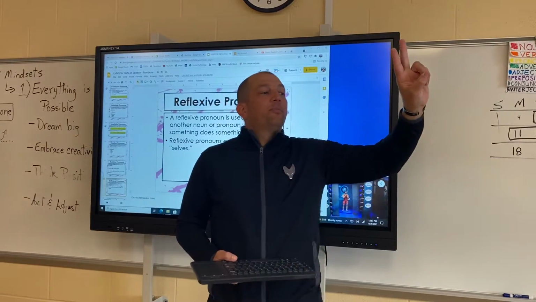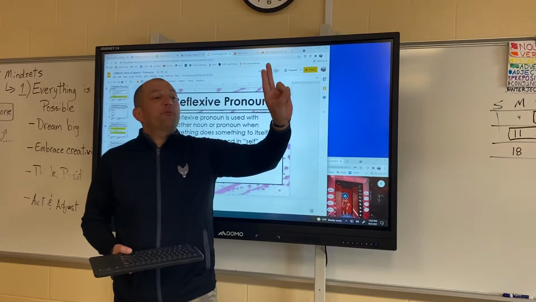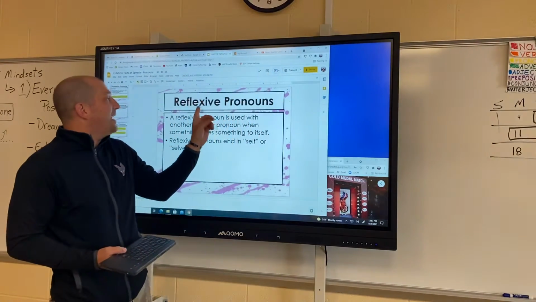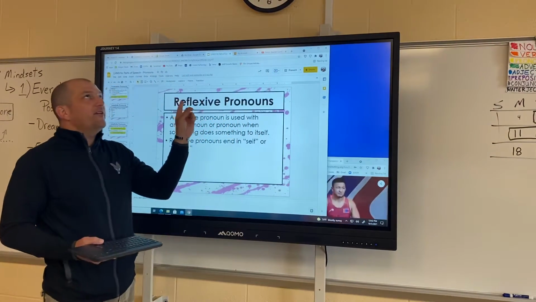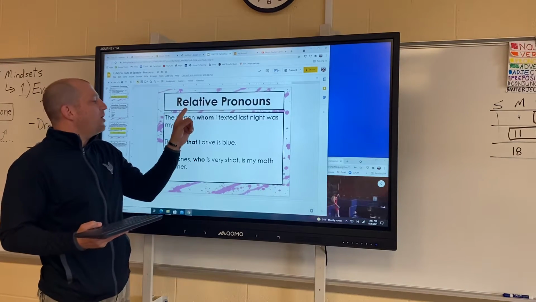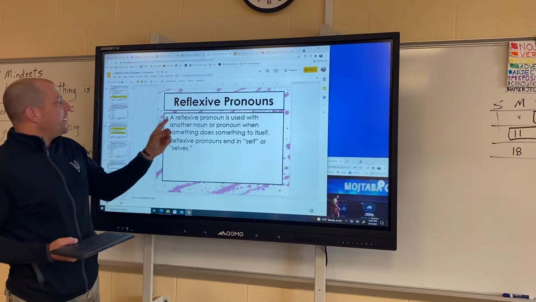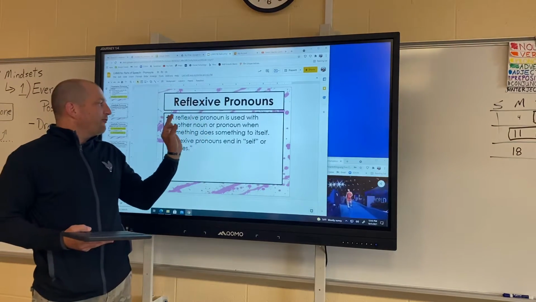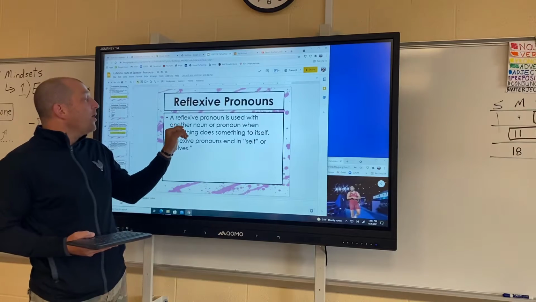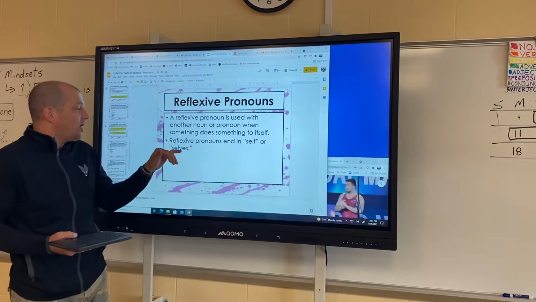Personal pronouns, possessive pronouns, indefinite, relative, and now reflexive. Reflexive pronouns. A reflexive pronoun is used with another noun or pronoun when something is done to itself.